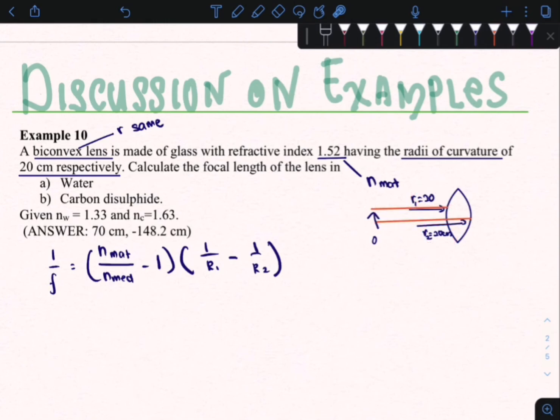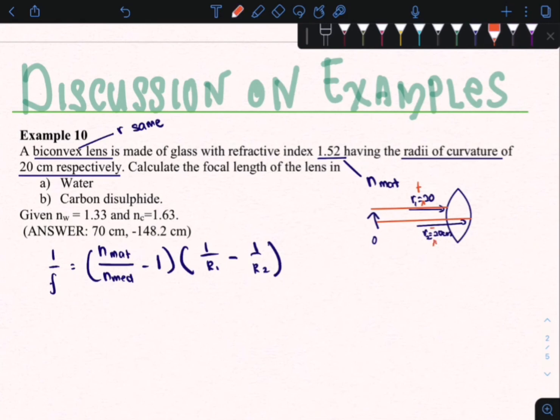As the light ray comes from the left here, it hits the first surface here. The first surface here is a convex surface. A convex surface has a positive radius of curvature according to the sign convention. So this one here has a positive 20 centimeter. And as the light falls on the second surface, it forms a concave surface. A concave surface has a negative sign for the radius of curvature according to the sign convention. Thus, we have a negative radius here.